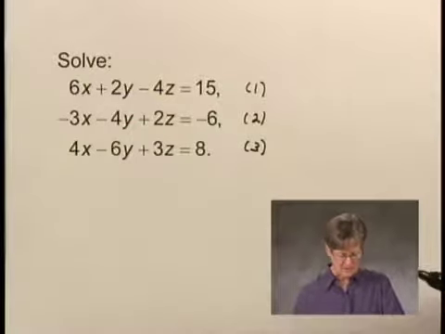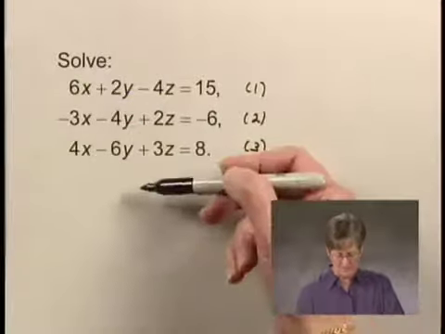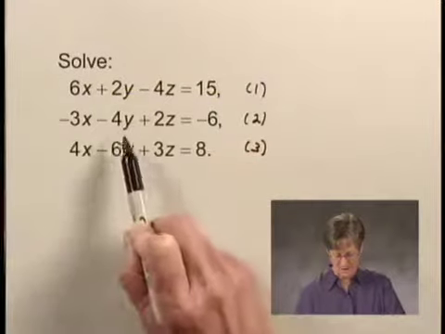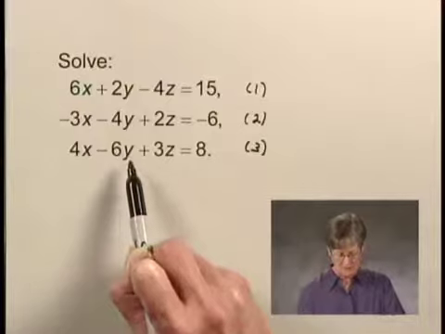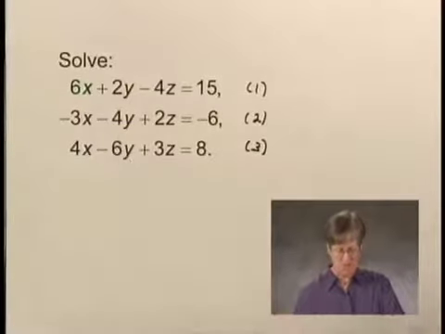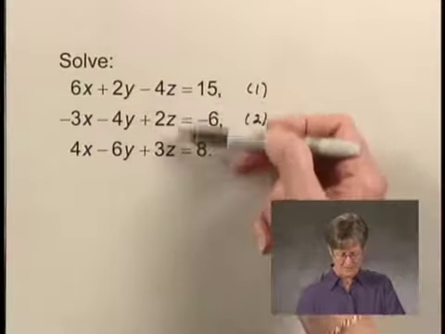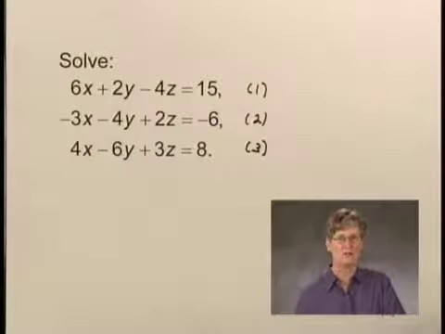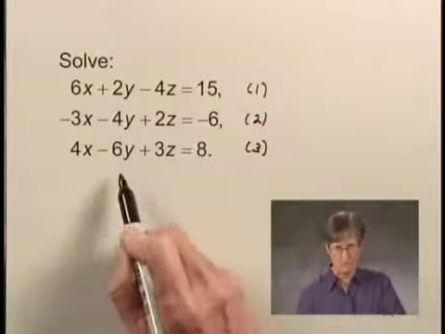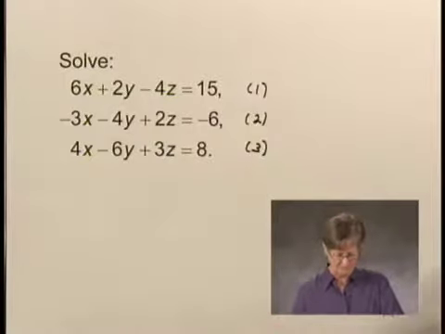And when I look at the y terms, I see that the y term in equation 2 and the y term in equation 3 are both multiples of the y term in equation 1. They're integer multiples. And that isn't the case with the x's or with the z's. So I'm going to choose the y term to eliminate first.